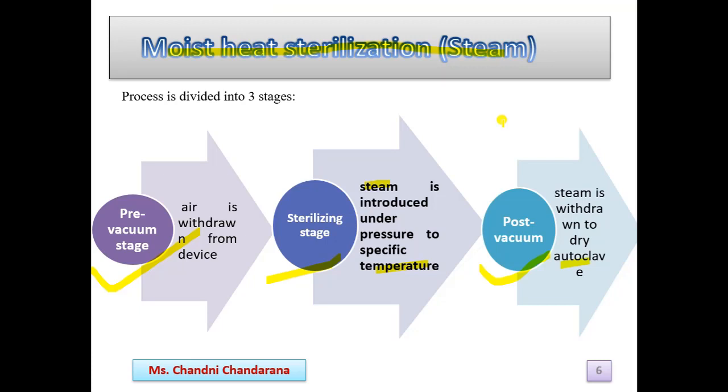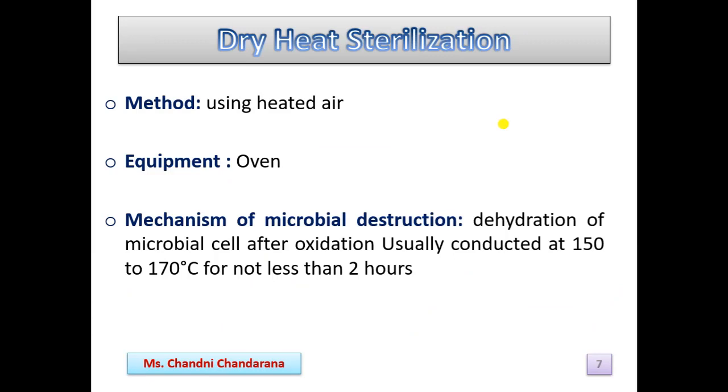Now we will see the second process, that is dry heat sterilization. What is dry heat sterilization and when can we apply this process? We can apply it for substances that are not effectively sterilized by the first process, that is moist heat sterilization, for example fixed oil, glycerol, petroleum, then heat stable powders. For this kind of substances we can apply dry heat sterilization.